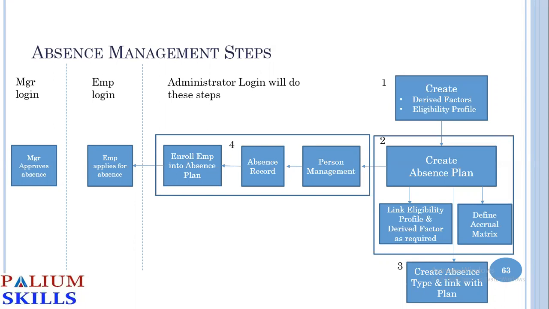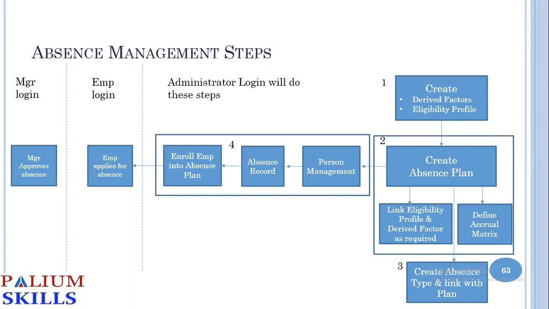Now, whether he is eligible for that particular plan or not, based on the derived factors eligibility profile that we have defined, we will see that particular plan in the drop down. If he is not eligible, then it will not show up in his drop down. And that is through the administrator login.